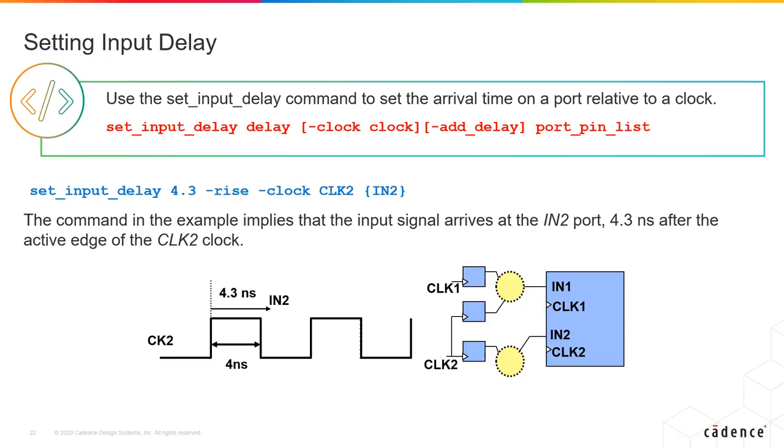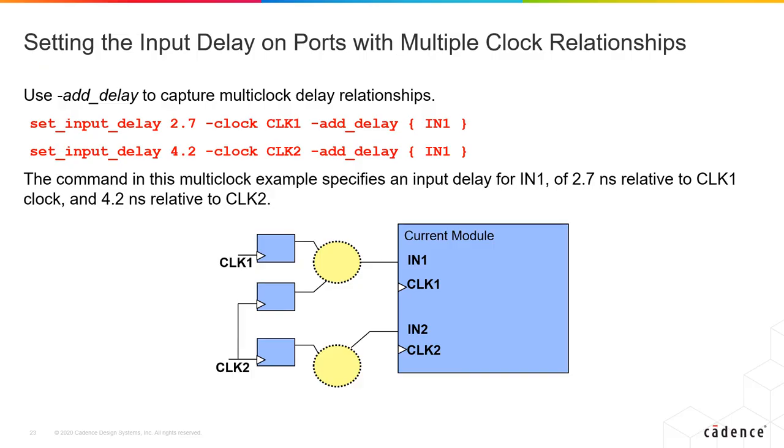For bidirectional ports, you can specify the path delays for both input and output modes. For multiple clock scenarios where a particular input has to go to multiple clocks, then you would provide that relationship using the add_delay option. The first example command shows the input delay in relation to clock 1, and the next one is the input delay in relation to clock 2. When you specify the add_delay option for each of the clocks, then that will give the multi-clock scenario that you need when that same input is going to different clocks in the design.